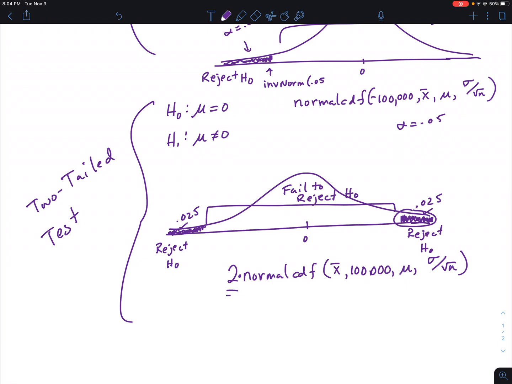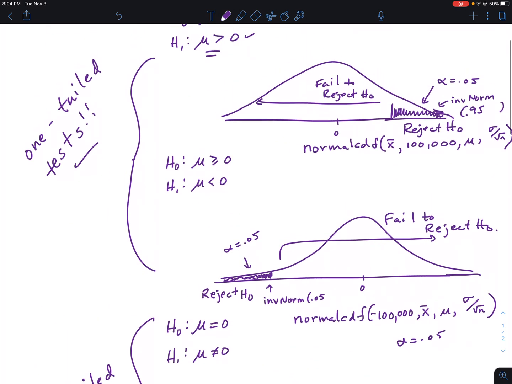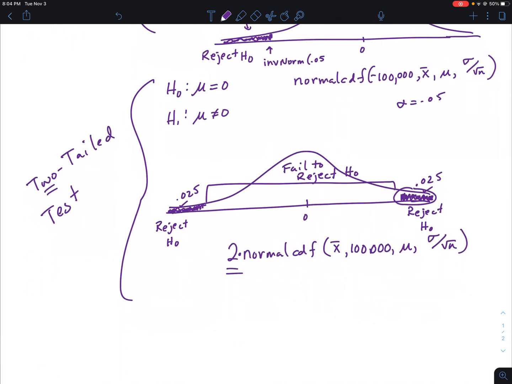So remember, this 2 times only applies on the two-tailed test. I multiply my answer by 2 because it's a two-tailed test. So keep that in mind. I didn't have to multiply anything up here because it was all one-tailed tests. So let this sink in.